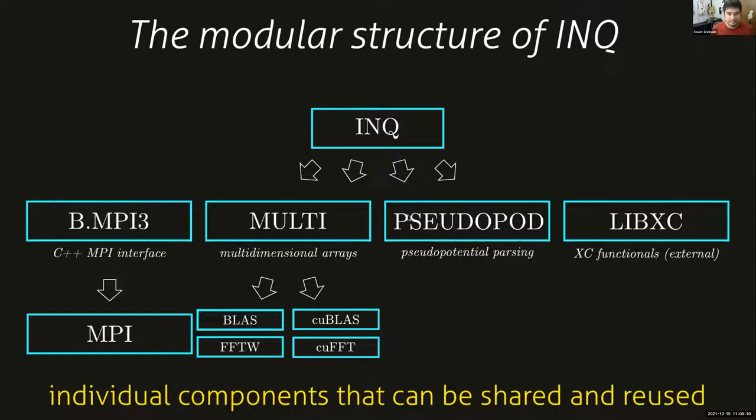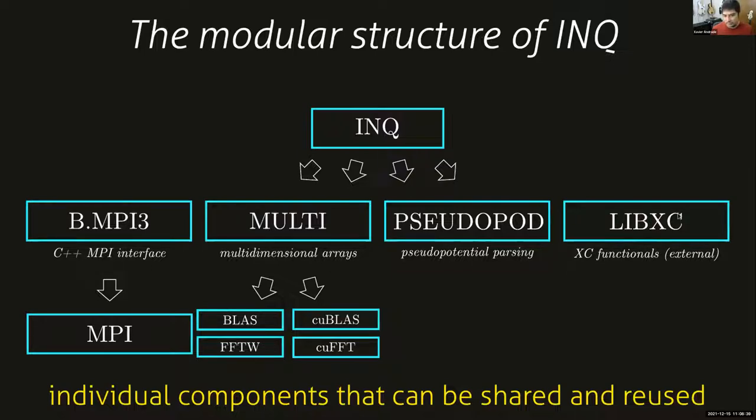Then another thing we identified could be separated is this pseudopotential parsing. That is the process of taking a pseudopotential file and extracting information that can be used in the code. I will talk about it in a second, but this is another task we identified. This can all be done in a library independent of the INQ code.